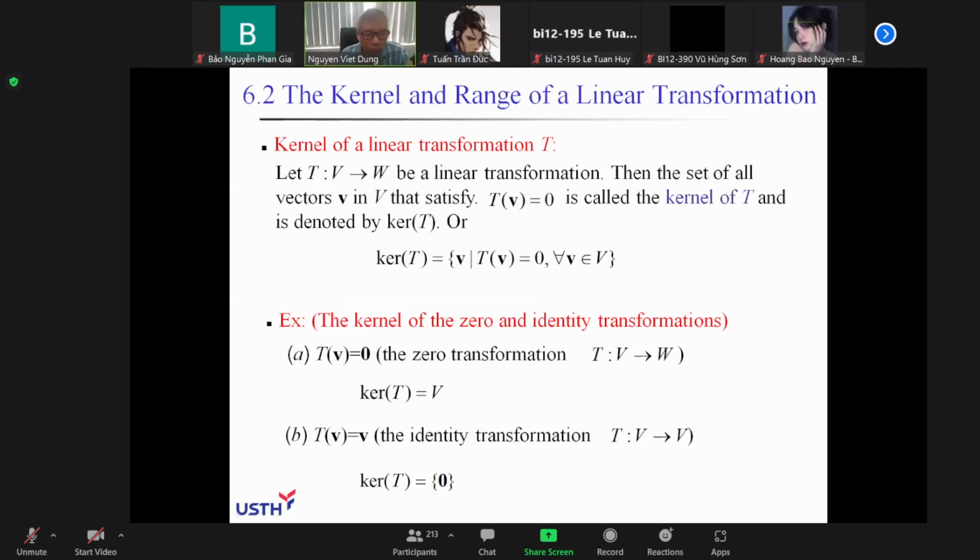And we have examples, or rather we just consider two special linear transformations. The first one is the zero transformation. In that case, the kernel of T equals the whole domain. Why? Because the zero transformation sends every vector of V to the zero vector inside W. So by definition, the kernel of T is the whole domain here. But in case T is an identity transformation from V into V, meaning it sends v to v itself, the kernel of T is now 0, because the only vector sent to 0 is the zero vector here. So in that case, the kernel of T is 0.